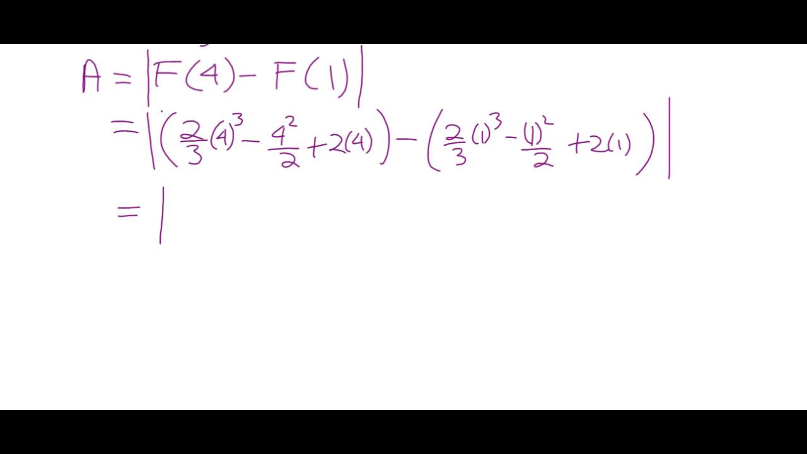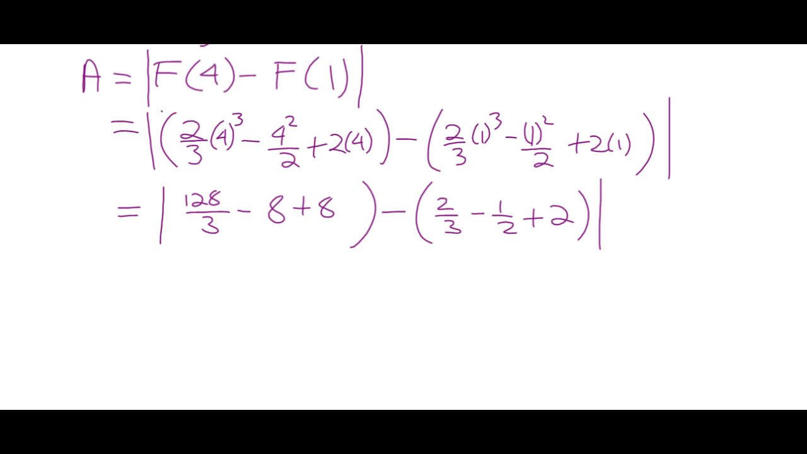equals. Okay, so that's 64. We're going to get 128 over 3 minus 16 over 2. Let's just call that 8 plus 8. Okay, nice, because those are gone. Minus 2/3 minus 1/2 plus 2. Okay, so minus 8 plus 8 take each other out. So it's the absolute value of.